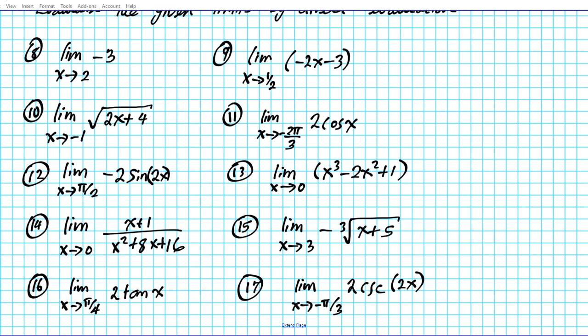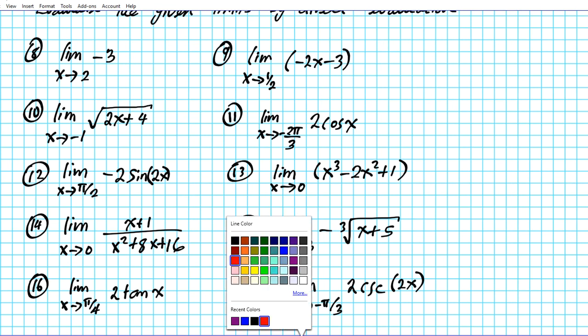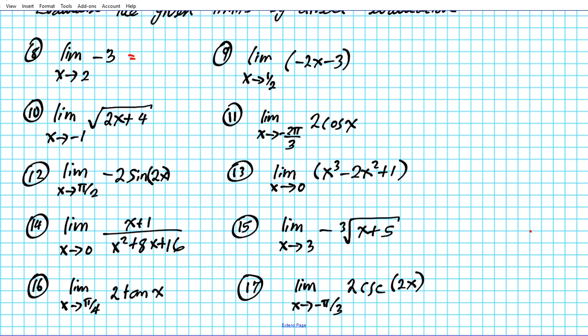Alright, so hopefully you had a chance to try out the problems. The answers to the problems are as follows. Number 8 is -3. 9 is -4. 10 is √6. 11 is -1. 12 is 0. 13 is 1. 14 is 1 over 16. 15 is -2. 16 is 2. And 17 is -4 √3 over 3.